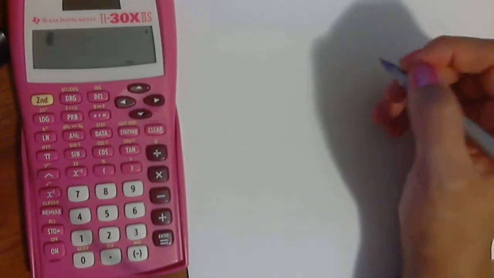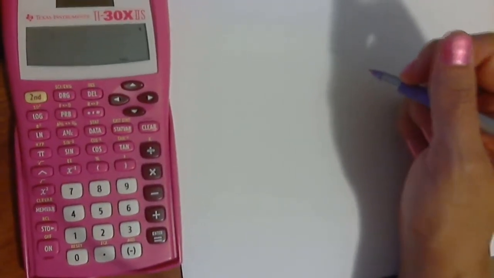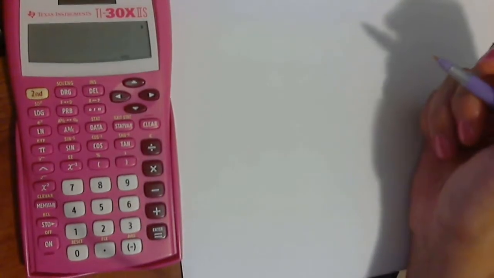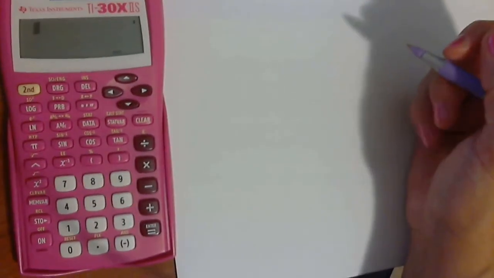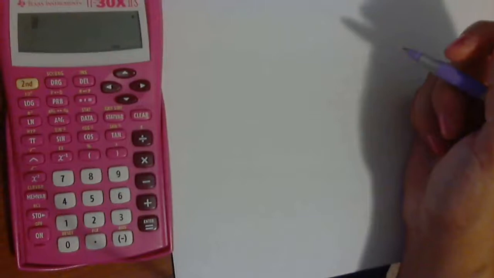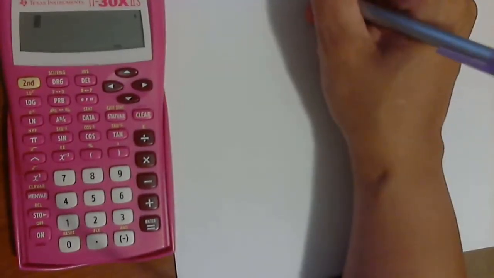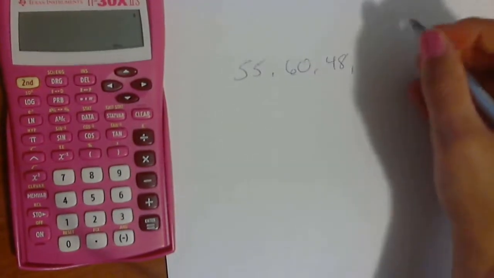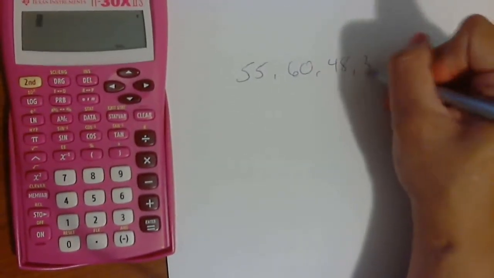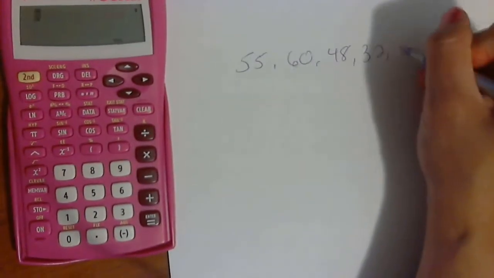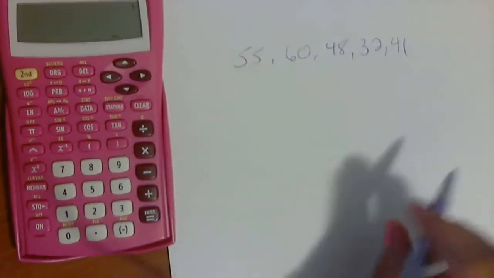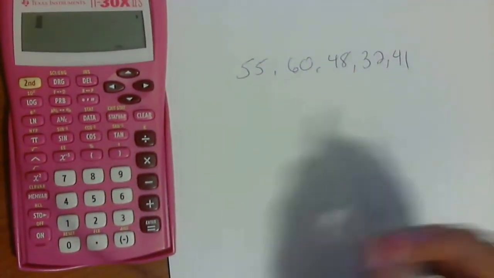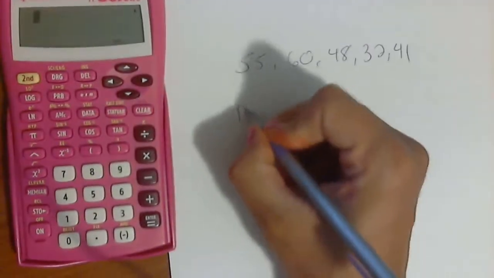Okay, I'm going to attempt to work on the calculator and show you some of the shortcuts on the calculator for mean and standard deviation. So let's say that we have five numbers: 55, 60, 48, 32, and 41. We want to find the mean and the standard deviation of these.